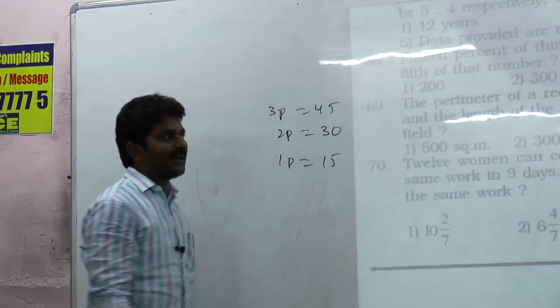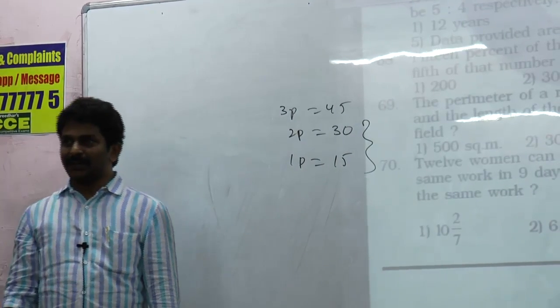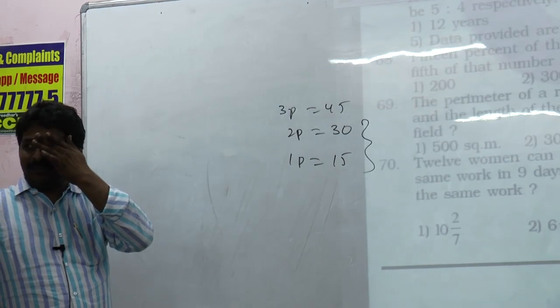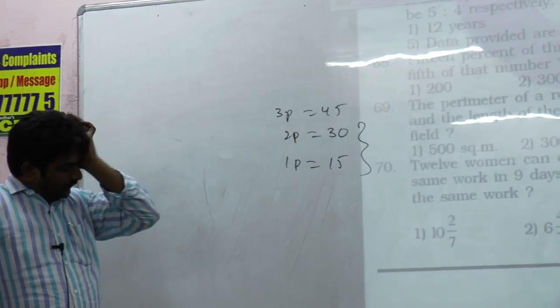What is your question? What is the area of the rectangular field? Length into breadth: 30 into 15. 30 times 10 is 300, 30 times 5 is 150. 300 plus 150, 450 is the answer. Correct?